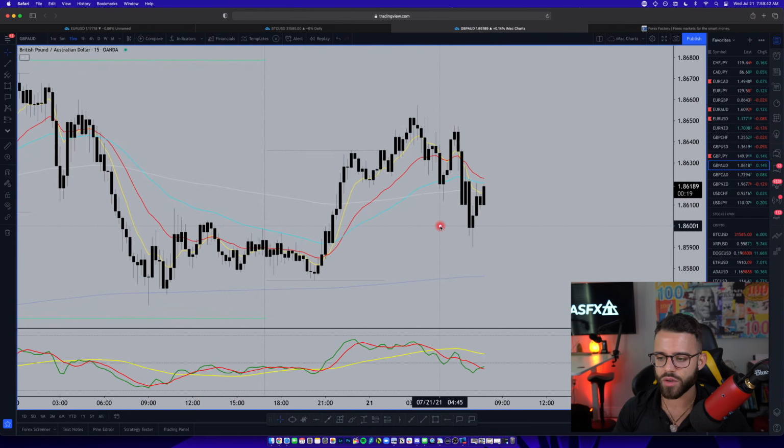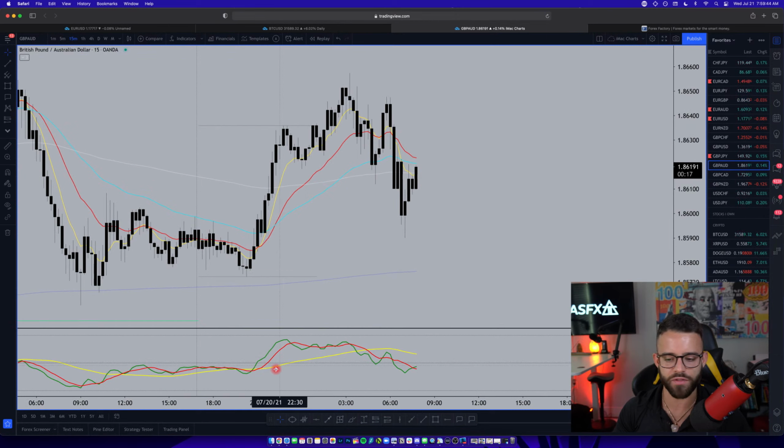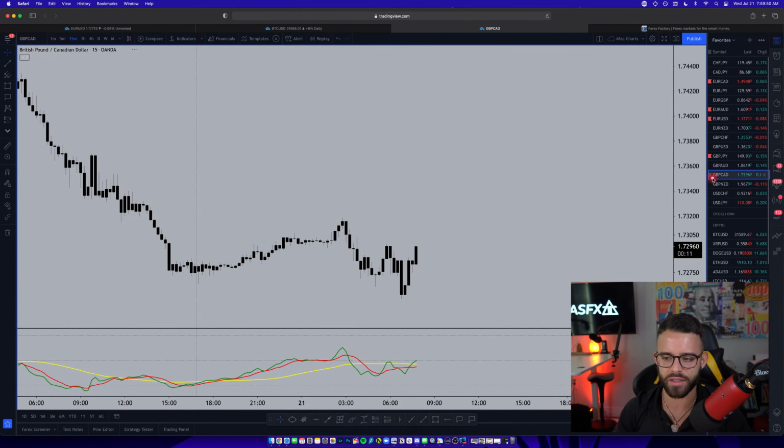Nothing on GBP AUD today. As you can see, market sentiment was very swapping, sell zone into buy zone. Just didn't like it. I like perfect market sentiment lines, so that's why this did not make the list.